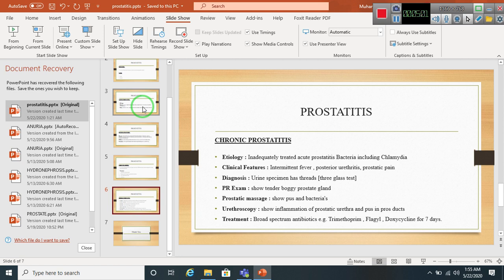Urethroscopy, we do it with the help of a fiber optic instrument passing through the urethra, and we see that there is inflammation of the prostatic urethra and pus in the prostatic ducts. Treatment: broad spectrum antibiotics, example trimethoprim, flagyl, doxycycline. All these are given for 7 days.